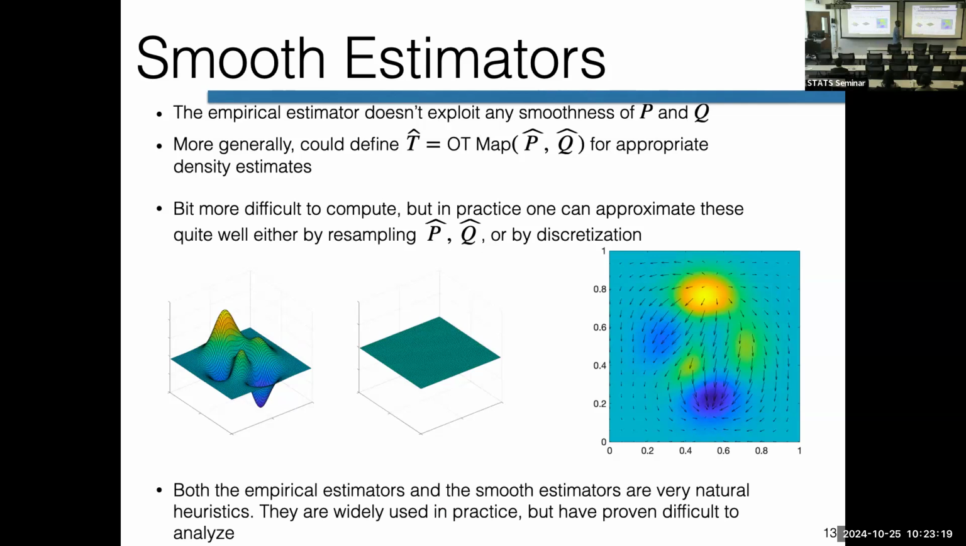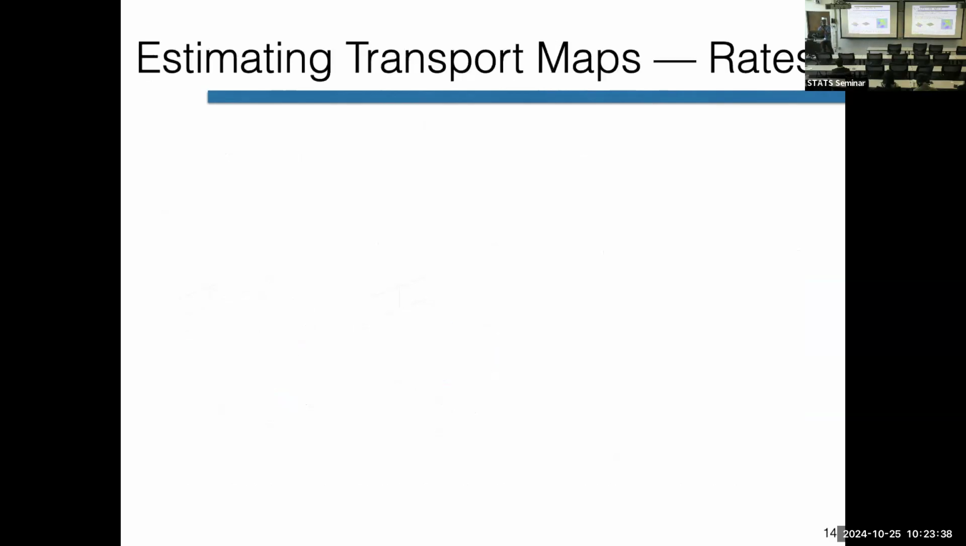Both the empirical estimator and the smooth estimator are very natural in some sense. And they turn out to have never been analyzed, and there's a reason for it. They're kind of hard to analyze in practice, hard to analyze in theory. And so I'll tell you a little bit about how we did analyze them eventually. Before I tell you that, I have to tell you a little bit about what the setting is and what the kind of rates are that we might hope for.